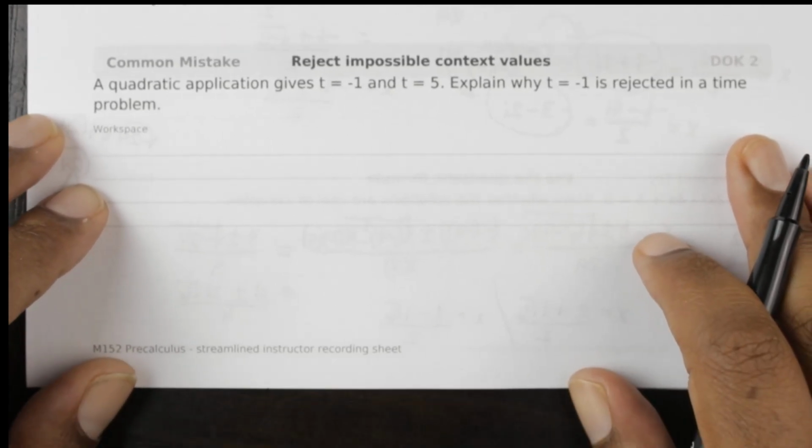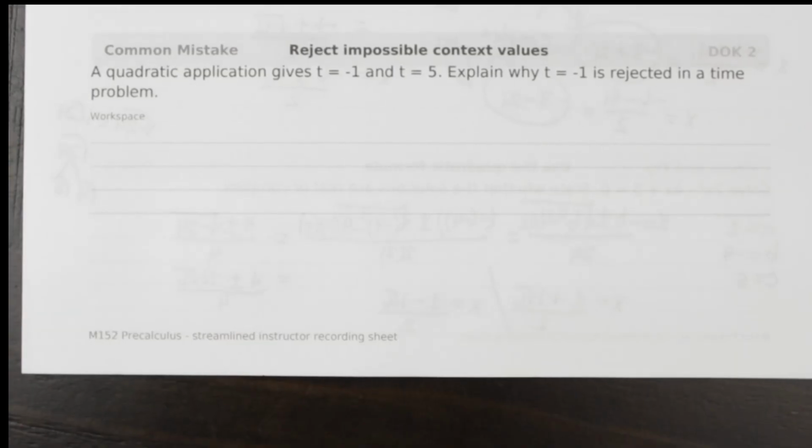Let's continue. All right. So a common mistake: a quadratic application gives t equals -1 and t equals 5. Explain why t equals -1 is rejected in a time problem. So in a time problem, negative time usually does not fit the context, right? Time is not negative. If t equals 0 represents the start of the situation, then t equals -1 means 1 unit of time before the situation began. So we reject t equals -1.